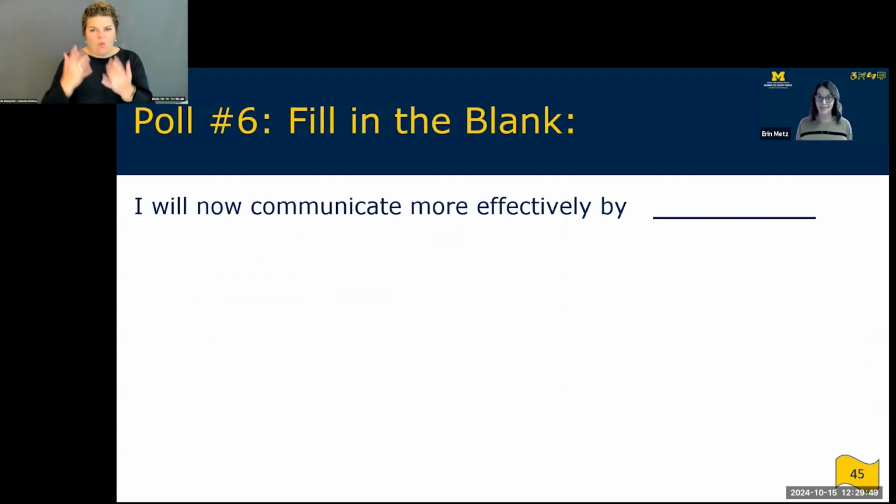I see someone wants to use Goblin tools. It's a great answer. You're going to communicate more effectively by being more concise. Wonderful.